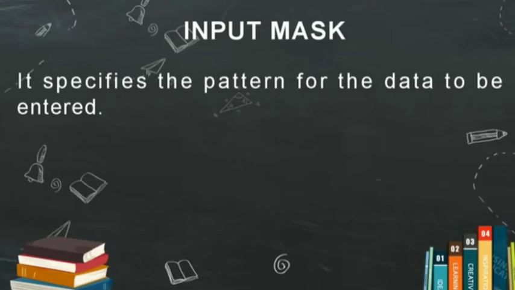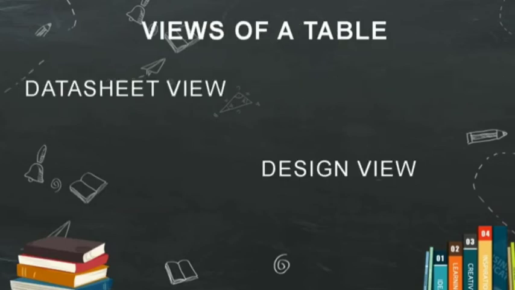So students, that was all about field properties. Now we will see the views of a table. Students, in MS Access you can work on a table in two views. First is design view and the second one is datasheet view. Now datasheet view. What is the purpose of datasheet view? It is used to enter records in a table. And then design view. It is used to define the structure of a table.